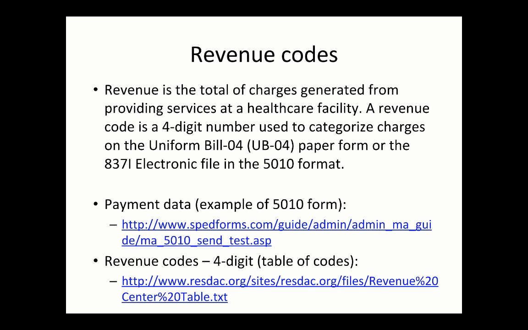The four-digit code represents a standardized code for each cost center for which a separate charge is billed. A cost center is a division or unit within a hospital, for example, radiology, emergency room, or pathology. The link under revenue codes lists all of the codes with a brief description.